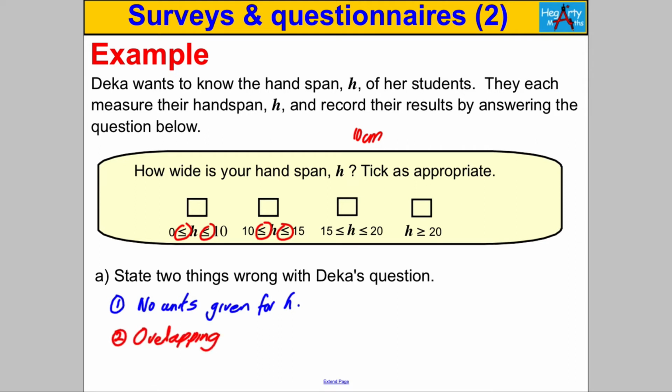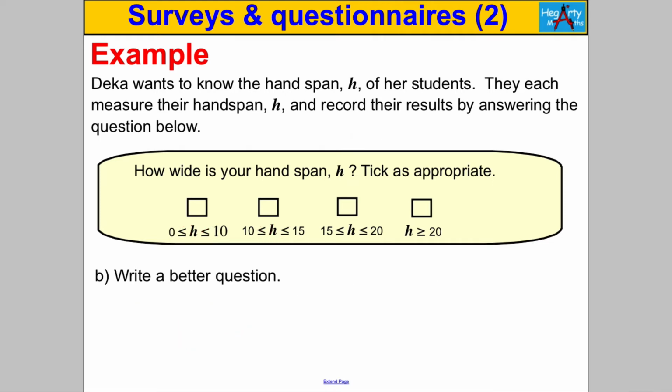So obviously we're going to be asked to improve this question and write a better one. So pause the video and see if you can write a better question of that form.